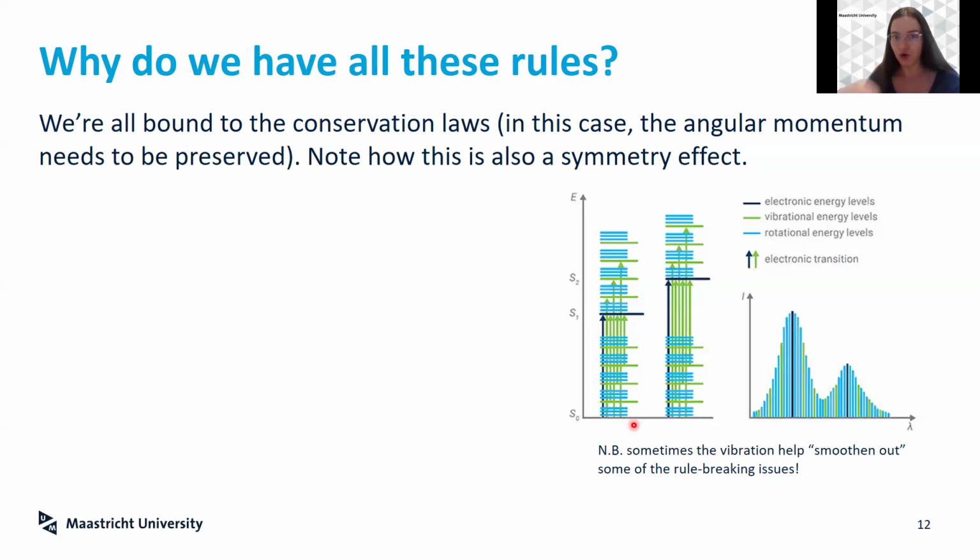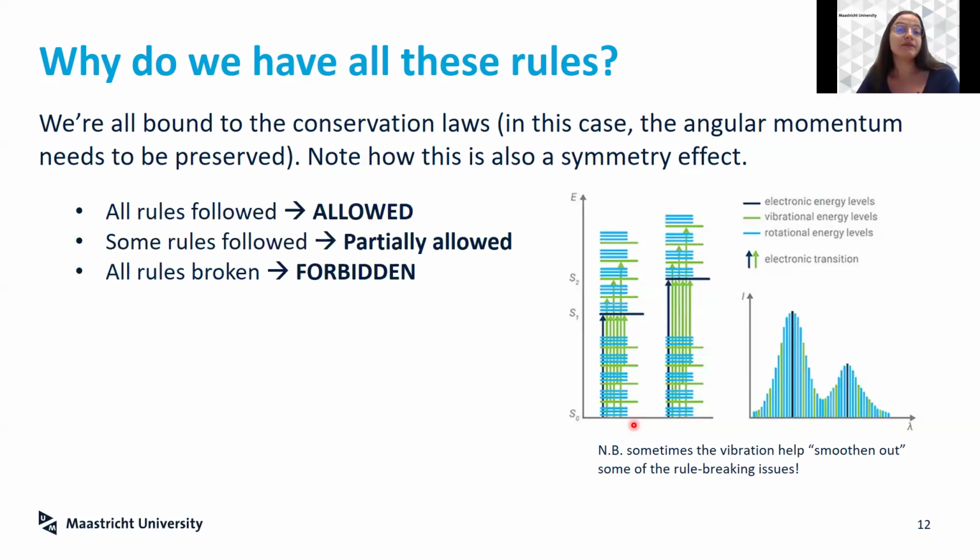You can move or not move an electron depending on whether you are preserving this quantity or not. This is a symmetry effect, as you would have noticed. So what happens if you follow the rules? If you follow all the rules, then your transition is allowed. If you follow some of the rules, your transition is partially allowed.